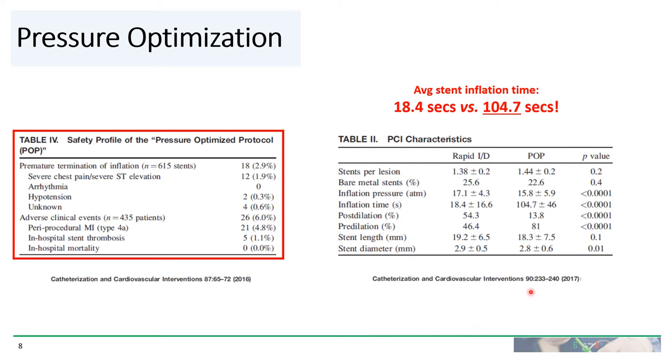Now, the other things of interest are the rate of post-dilation, the rate of pre-dilation. For the rapid inflation-deflation patients, 54% of those patients underwent post-dilation. For pressure optimization, only 14% underwent post-dilation. And also interestingly, of the rapid inflation-deflation, less than half of them underwent predilation, whereas for pressure optimization, more than 80% underwent predilation. This is actually somewhat concerning, considering that adequate lesion preparation is traditionally felt to be important for a good stent expansion.